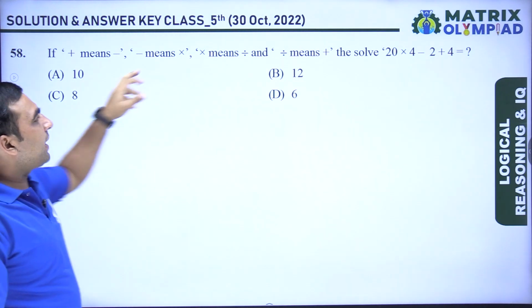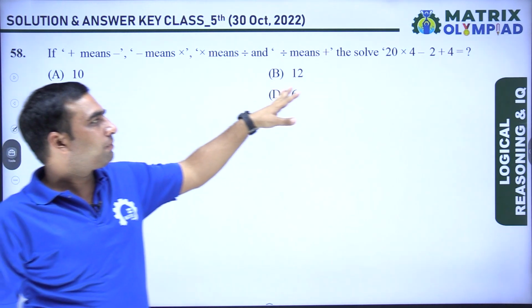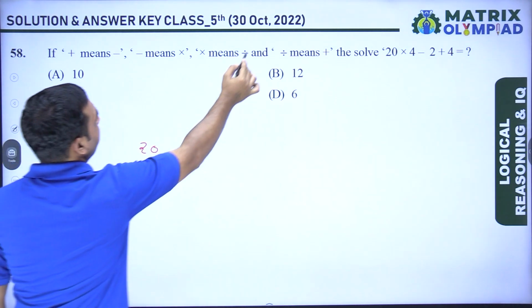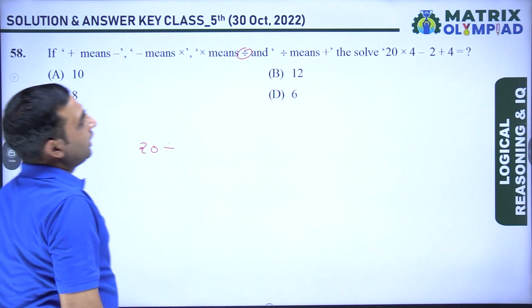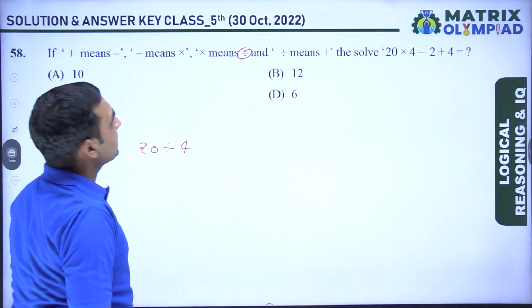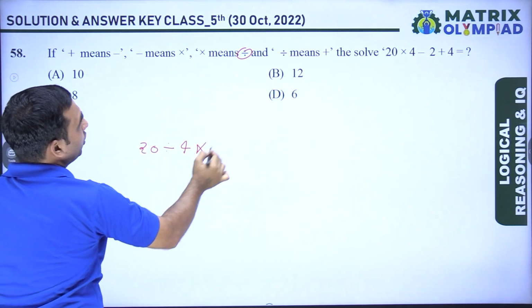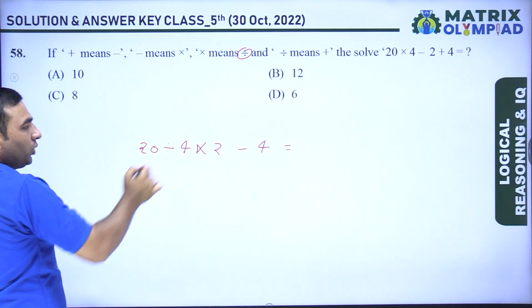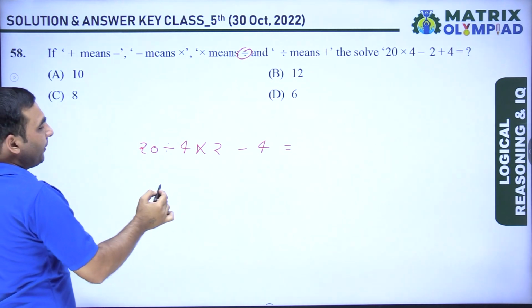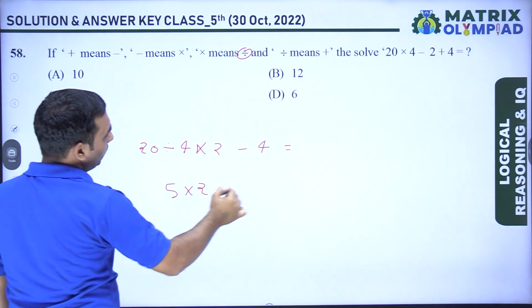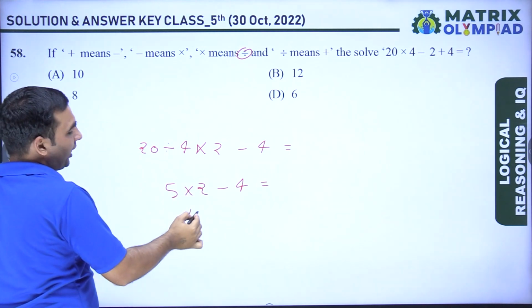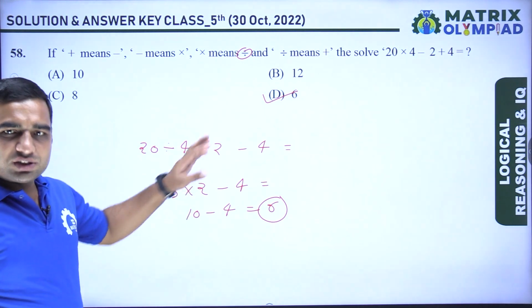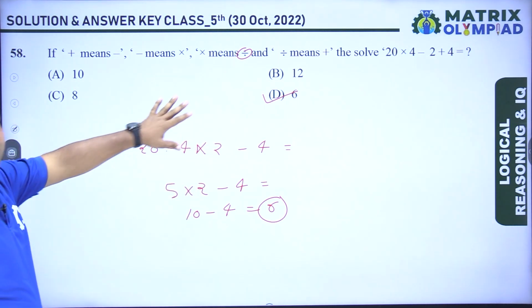If plus means minus, minus means into, into means divide, divide means plus, then solve: 20 into 4 minus 2 plus 4 equals. Replacing the signs, 20 divided by 4, 5 into 2 minus 4. According to BODMAS rules, divide is solved first, 20 divided by 4 is 5, then 5 into 2 is 10, minus 4 is equal to 6. Option D, 6, is our correct answer.